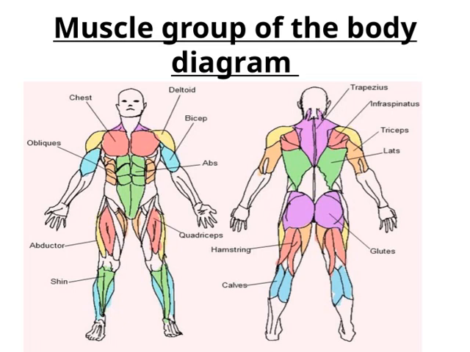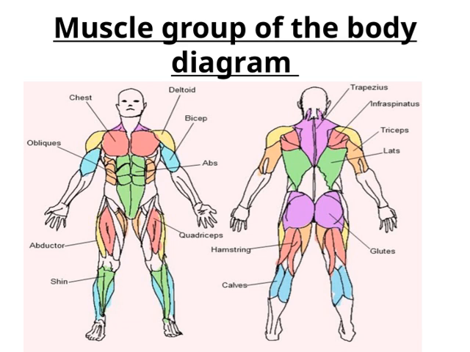Let's take a closer look at the muscle groups of the body as shown in this diagram. You can see how the muscles are organized into different groups, each with its specific function. For example, the major muscle groups like the chest, back, arms, and legs are highlighted here. Understanding these groups is essential because they work together to facilitate movement, stability, and strength.